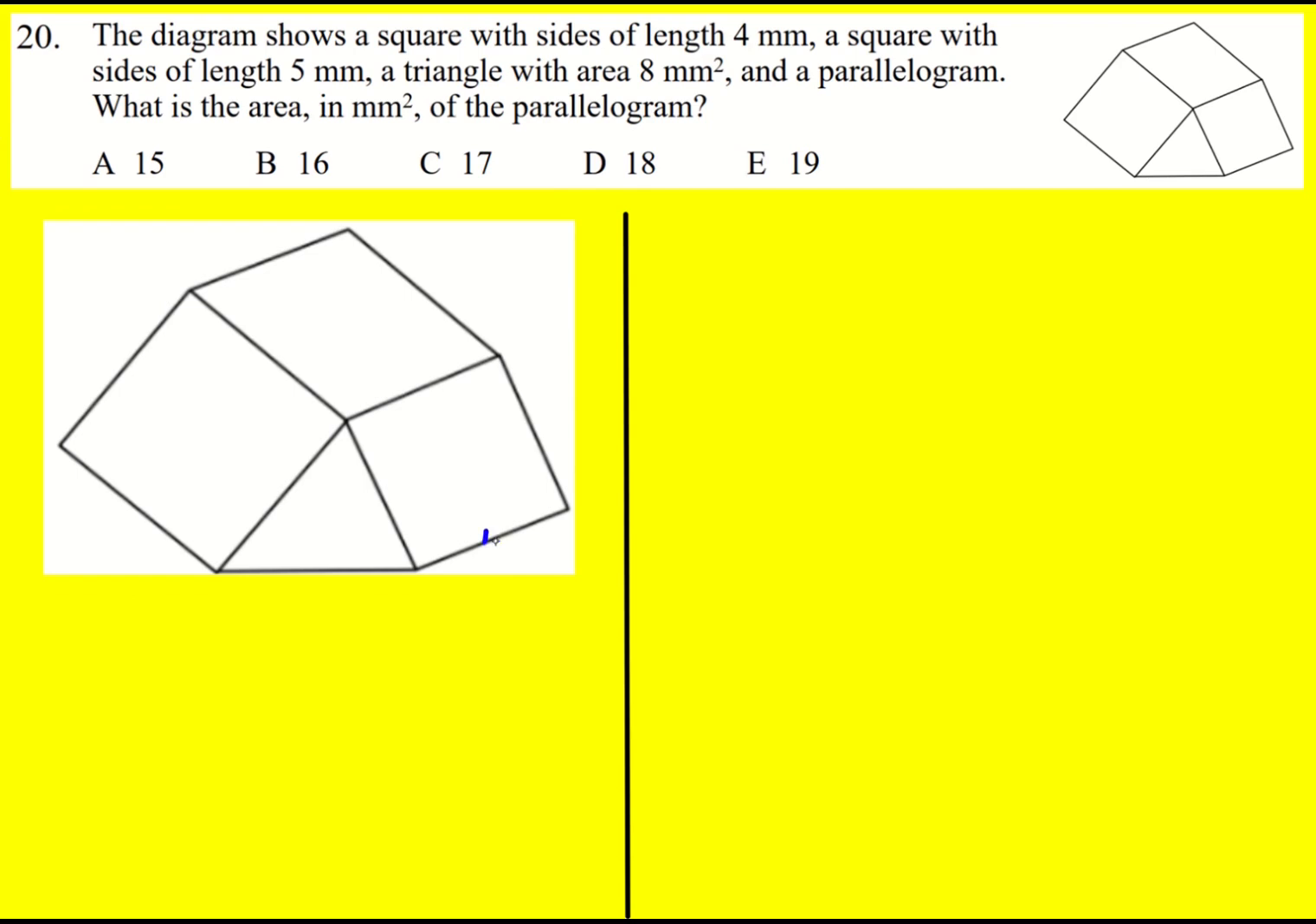We've got a square of side length 4, let's say it's this one on the right, and then one of 5. We're told that the area of the triangle at the bottom is 8, and we're asked to work out the area of the parallelogram.